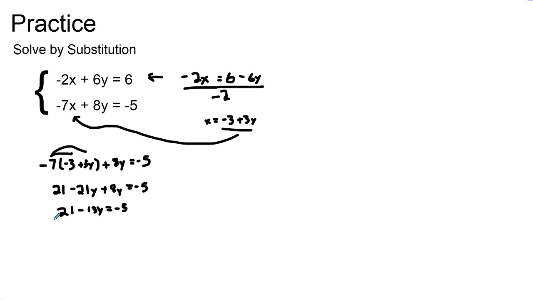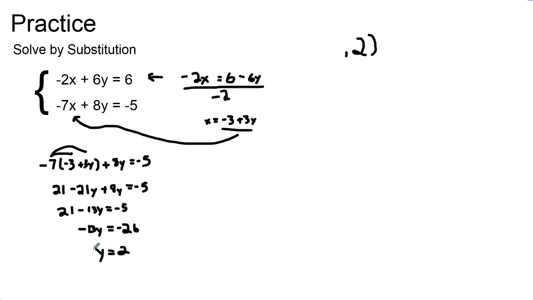All right, so now this is a basic two-step equation. I'm going to subtract 21 and get negative 13y is equal to negative 26. Okay. Dividing by negative 13 to clear out that coefficient gives me that y is equal to positive 2. So I have gone back and figured out that the y coordinate is going to be positive 2.